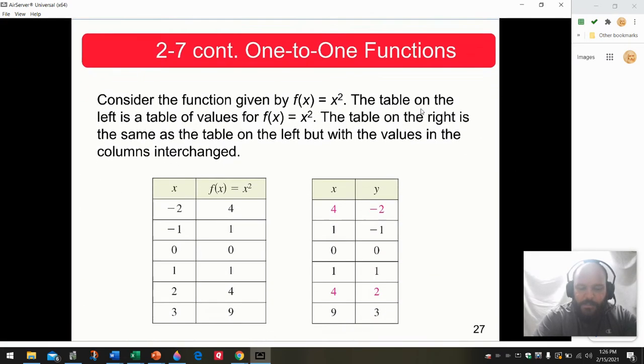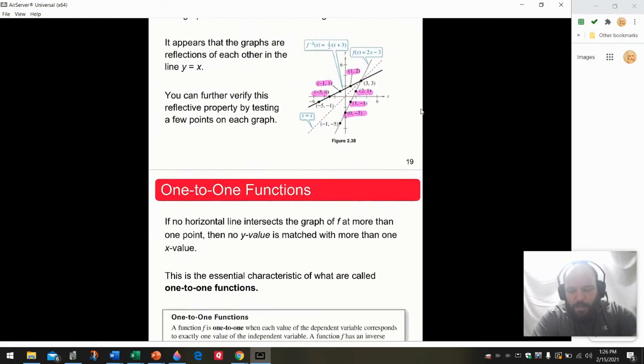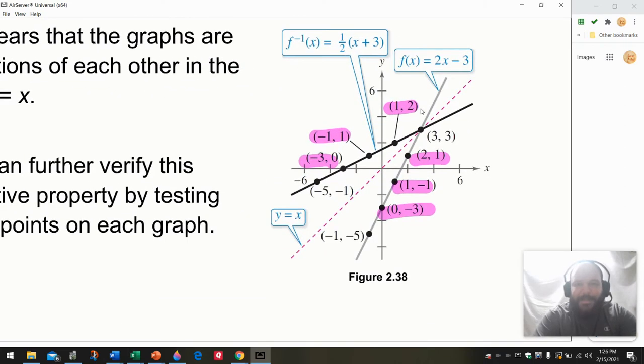So it says, consider the function given by f of x equals x squared. The table on the left is a table of values for f of x equals x squared. The table on the right is the same table, but with the values in the columns interchanged. So the point that they're trying to show you, and what I showed you before with this graph, is that when you have a function and you have its inverse, the ordered pairs are going to flip-flop. That's what happens.